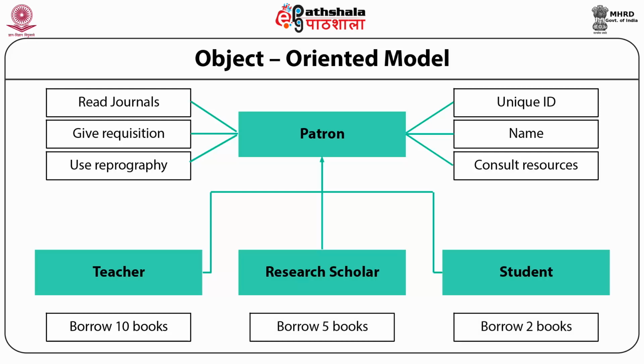But you see these classes inherit all the properties of patron. That means a student can borrow 2 books in addition to the properties possessed by the class patron. That means a student can read journals, he can give requisition, he can use reprography, he will have a unique ID, he will have a name, and he can consult resources from the library. So these properties which are possessed by the class patron will be inherited by all the subclasses of class patron, that is teacher, research scholar, and student.